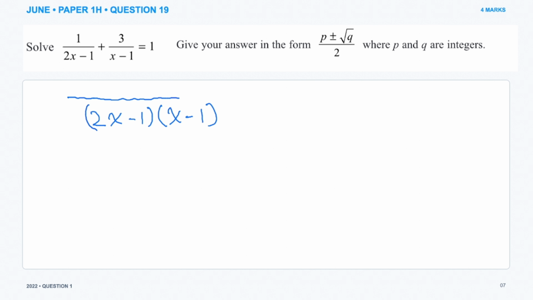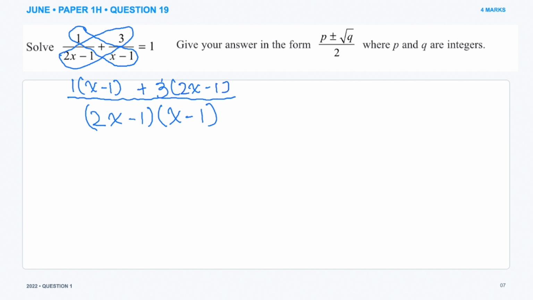Let's see if you remember what we do for a numerator. If you said use the butterfly or the crisscross method, you'll be correct. We're going to do 1 multiplied by x minus 1. And we're going to add it by 3 multiplied by 2x minus 1. And that is equal to 1.